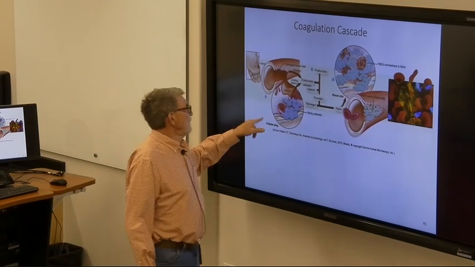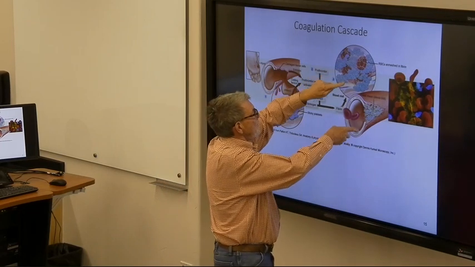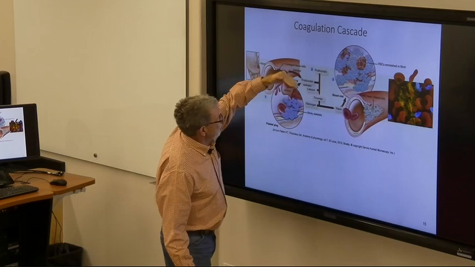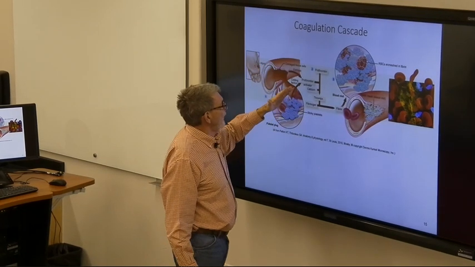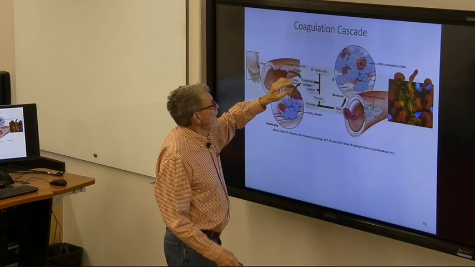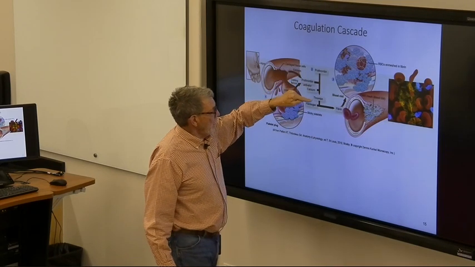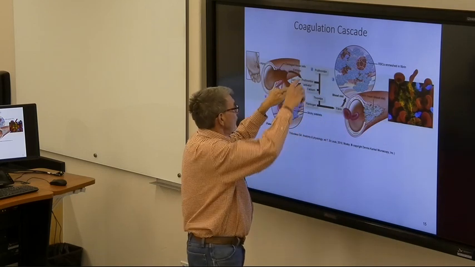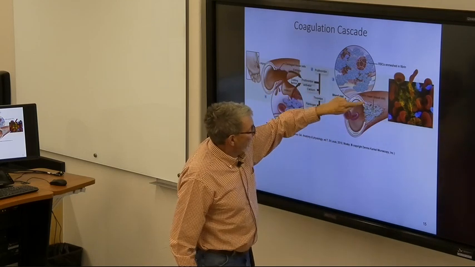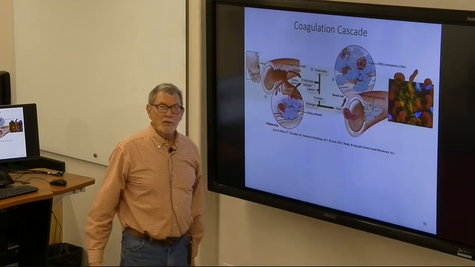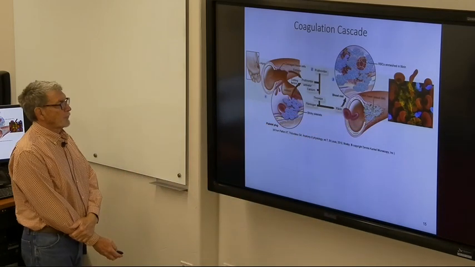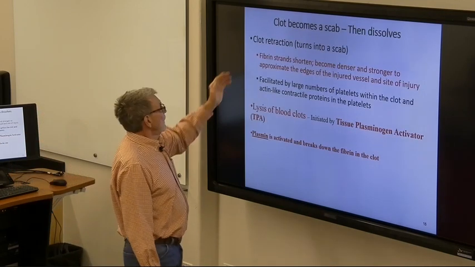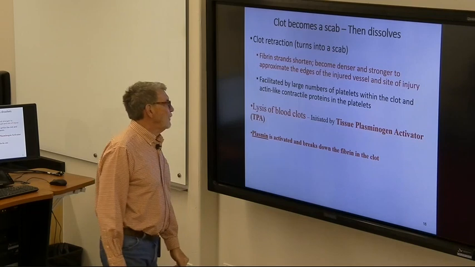Coagulation cascade, platelets first. The extrinsic clotting factors come from the blood. The intrinsic ones are already there in the tissue. Prothrombin becomes thrombin. Thrombin causes fibrinogen to become fibrin. So it's a cascade of events. The fibrin then produces the actual blood clot. Clot retraction turns into a scab.